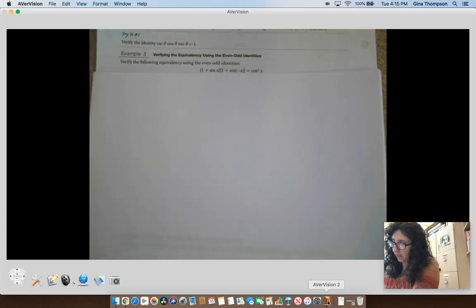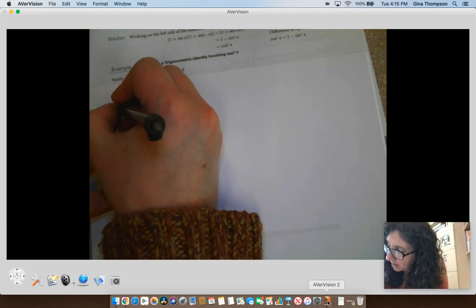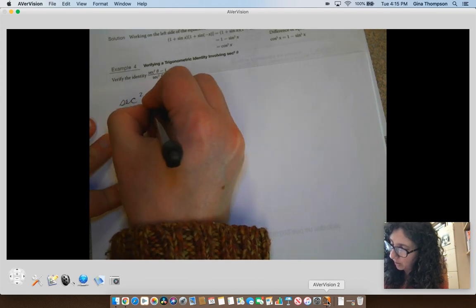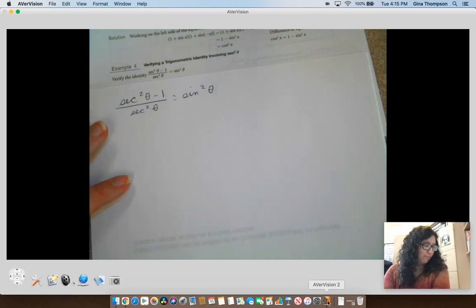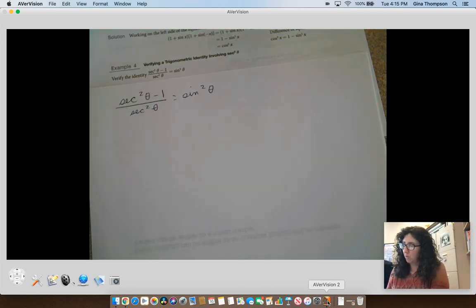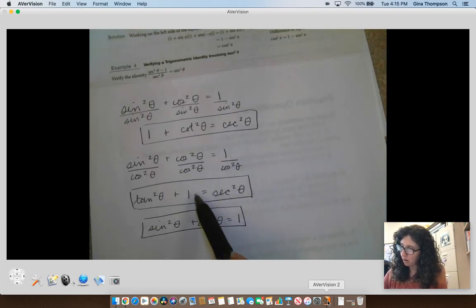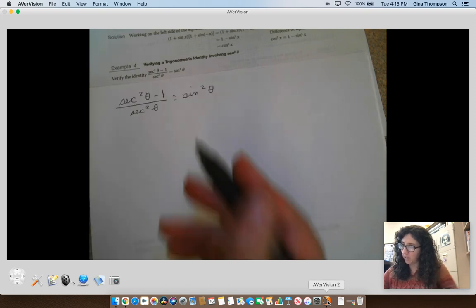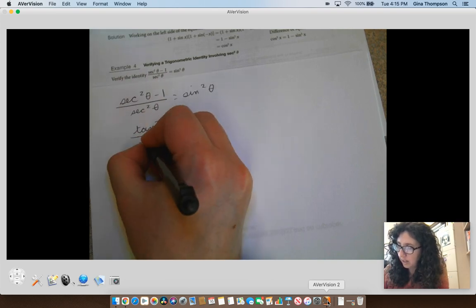All right, let's do another one. Let's find example 4. Verify the identity: secant squared theta minus 1 over secant squared theta equals sine squared theta. What should I do with this? Well, let's look at our Pythagorean identities. Secant squared minus 1 is tangent squared, which is what I have on the top here. So I could write this as tangent squared of theta over secant squared of theta.